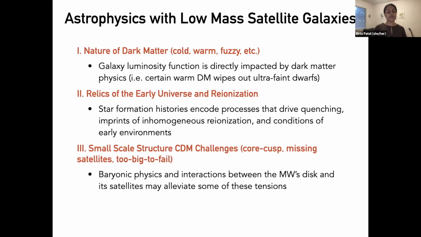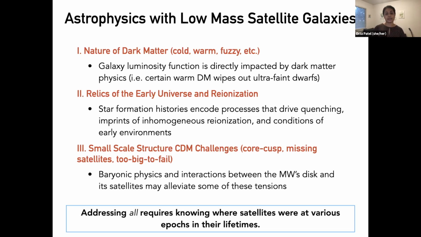But one solution to addressing all of this fundamental physics is knowing where these satellite galaxies were at the various major epochs in their lifetimes. And that's where we can use the dynamics of satellites to rewind orbits backwards and trace back how they inform our picture of the Local Group as we see it today.